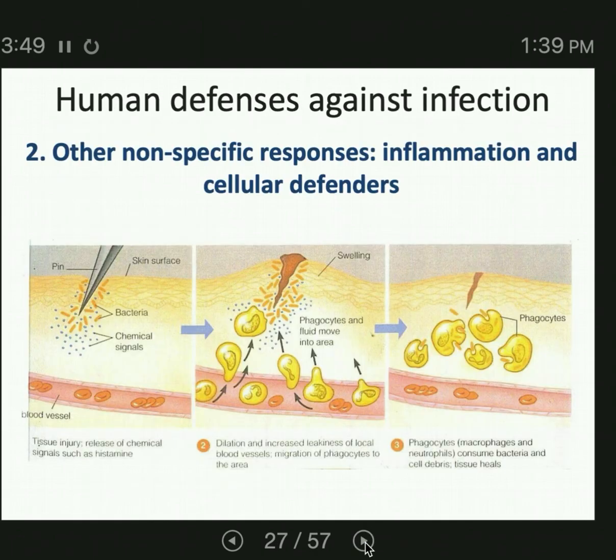All right, so remember we are talking about our second line of defense here, just to get us back on track. We've talked about the cellular defenders, and now we're going to talk about the point of inflammation and fever. The whole point of fever and inflammation is to help phagocytes in their job of gobbling up pathogens.